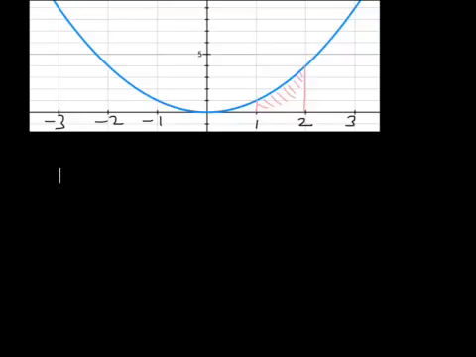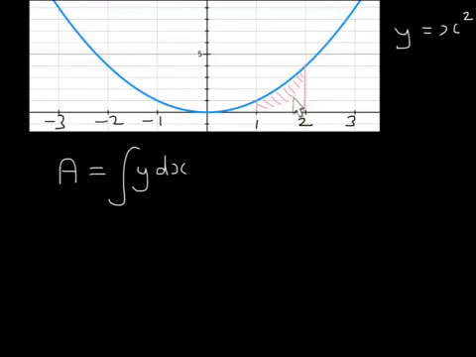Now, we've already seen in a previous video that the area under a graph is given by the integral of y dx. This is the graph of y equals x squared, and this video is going to show how we can work out the area of this graph between 1 and 2.